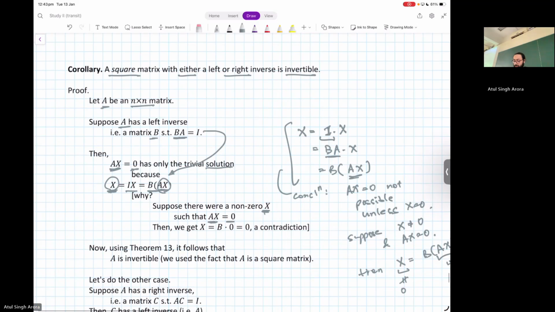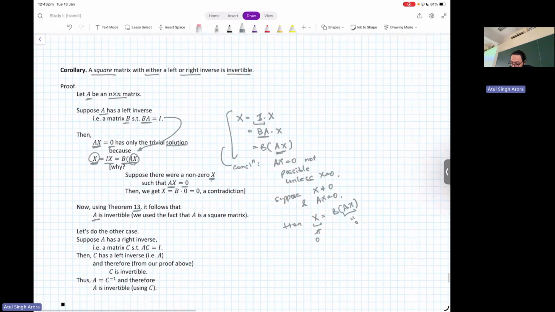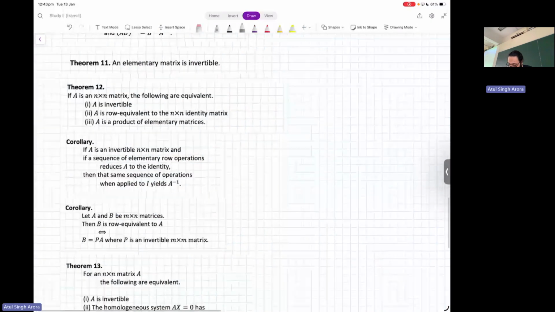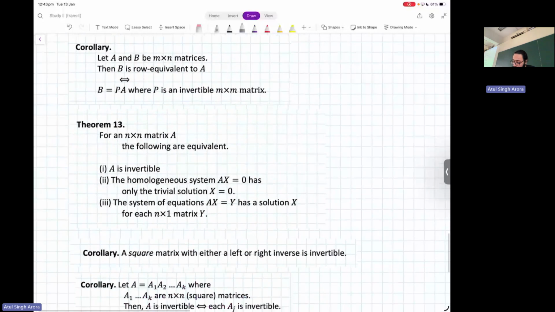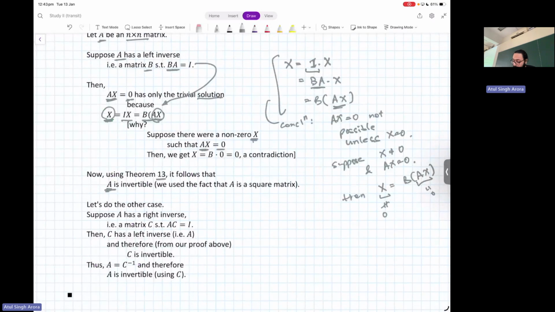Okay. All right. And now using theorem 13, it follows that A is invertible. Okay. And theorem 13 was saying what? I forgot already. This is annoying. So theorem 13, let's see. Right. So theorem 13 was saying that these two statements are equivalent. Right. So whether A is invertible or not is equivalent to checking whether AX equal to 0 has any non-trivial solutions. Right. And we just proved that the only solution is the trivial solution. Correct. And so therefore we get that A has to be invertible.